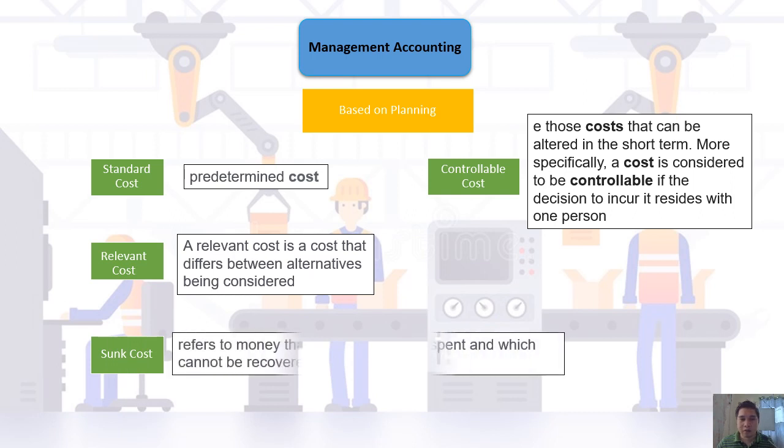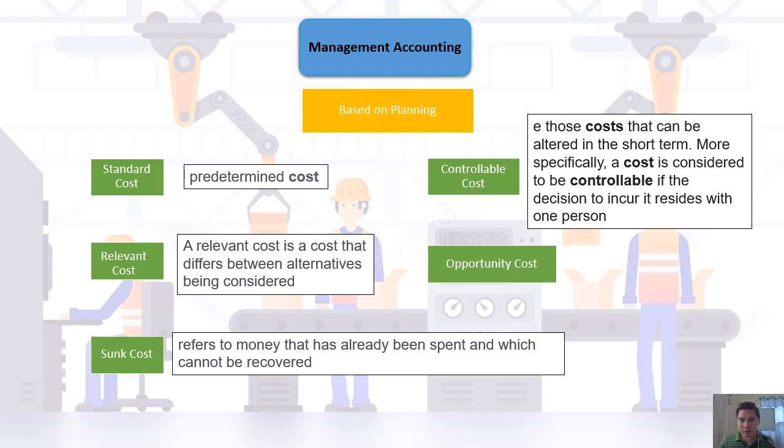Next, we have the sunk cost. Sunk cost refers to the money that has already been spent and cannot be recovered. So, ibig sabihin po, kapag gastos mo na yung pera at hindi mo na yan mara-recover anytime, ang tawag po doon sunk cost. Sa management accounting, sunk cost is considered as irrelevant cost. Kabaliktaran po yan ng relevant cost kasi nga, wala na pong silbi yung decision-making process na yon kasi the cost is already incurred. So, sunk cost is also called past cost.